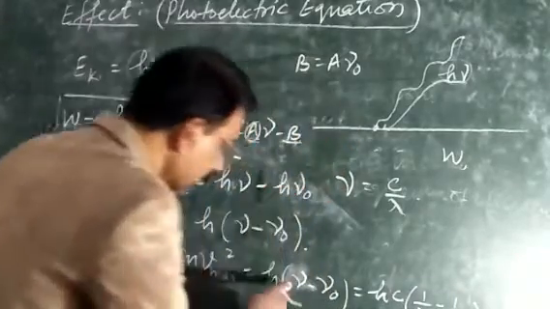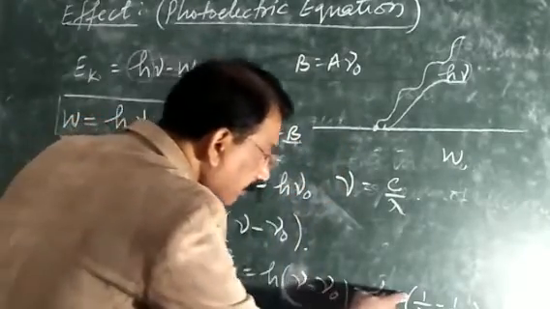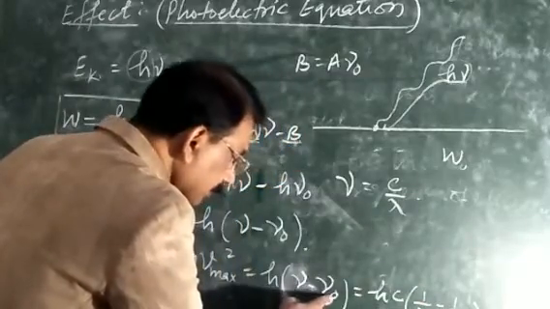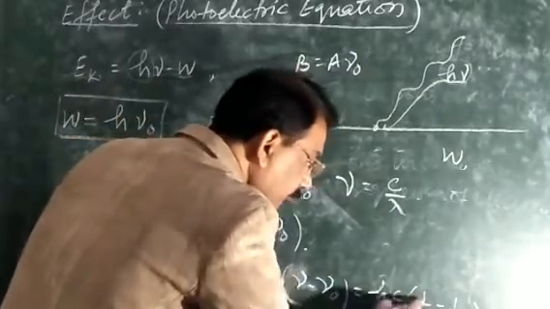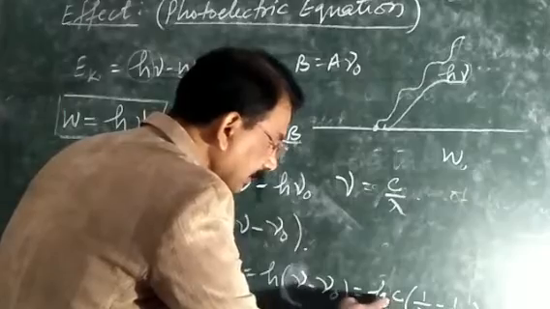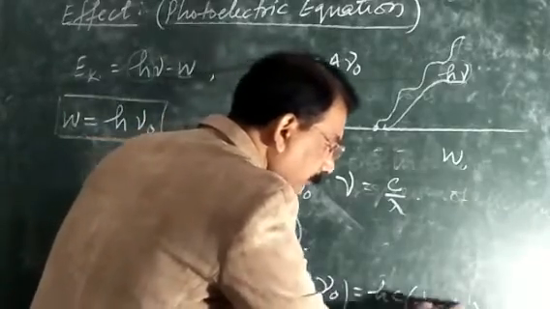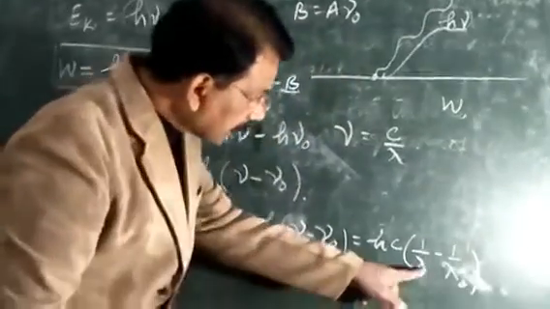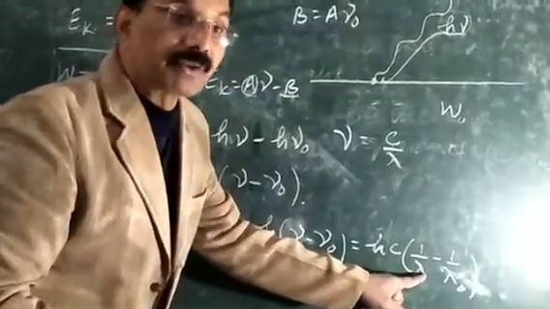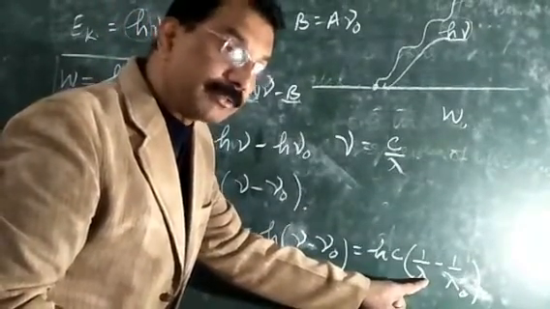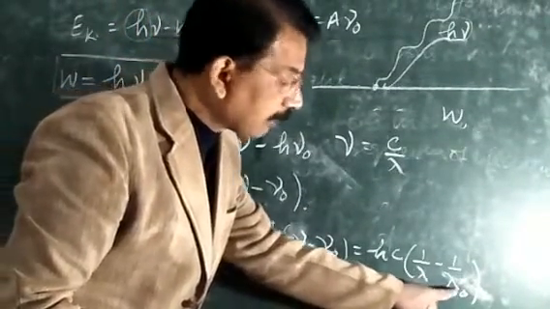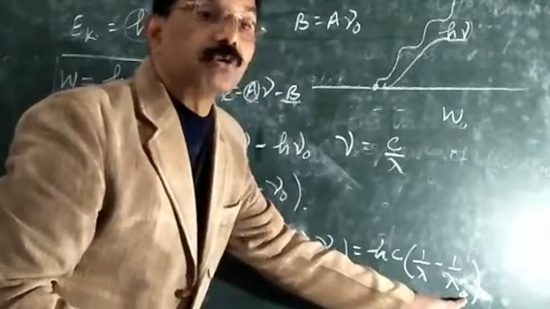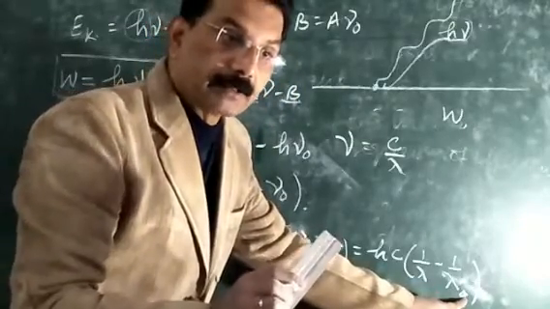Be careful about this one. हमने nu की जगह पे लिखा है C by lambda और nu naught की जगह पे लिखा है C by lambda naught. तो C को बाहर ले लिए कॉमन. So we can write here HC times 1 upon lambda minus 1 upon lambda naught. Be careful. Here lambda is the wavelength of incident light. ये incident light की wavelength है और lambda naught क्या है उसकी? Threshold wavelength for that metal.